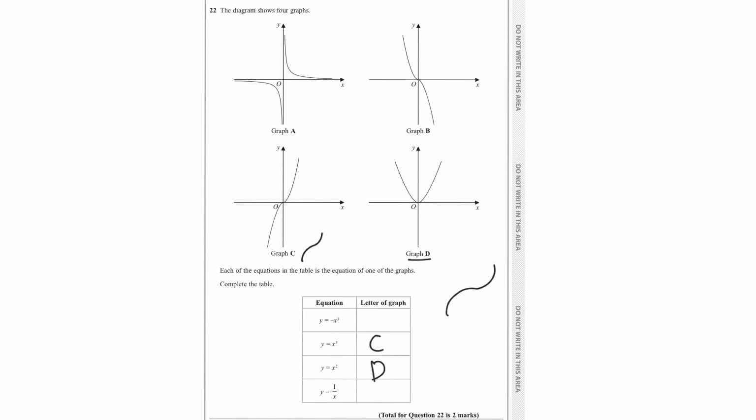Then y equals minus x cubed. If you've got a negative, it's going to be the other way around. So this one looks like that, so that one's going to be B. And then the last one, rather than us assume it's A, let's have a look. We've got a reciprocal graph, 1 over x, and reciprocal graphs love to give that appearance, just that shape. So therefore, we can agree that A is at the bottom.